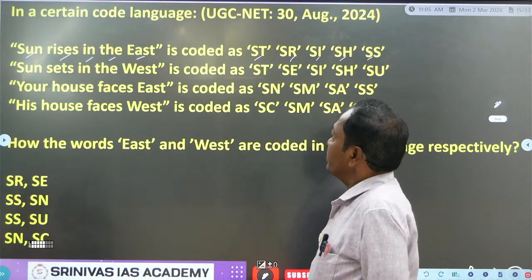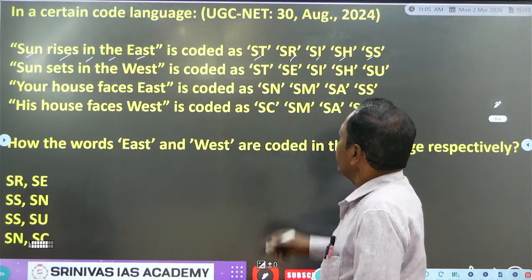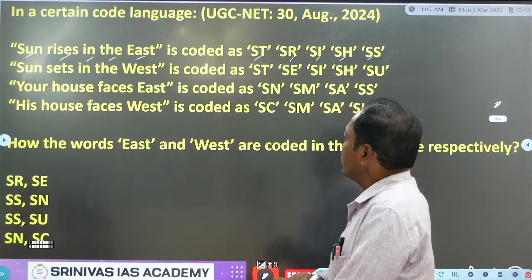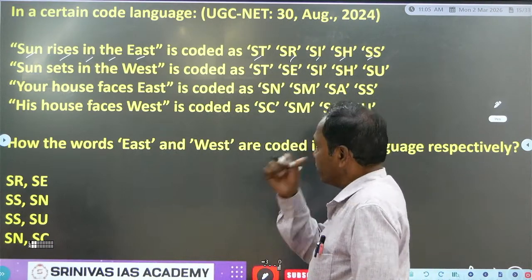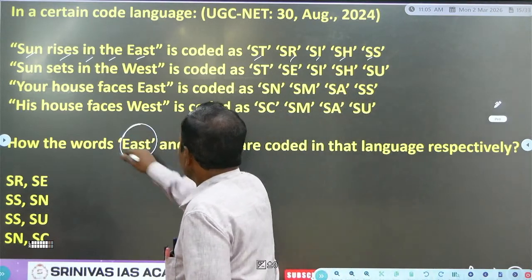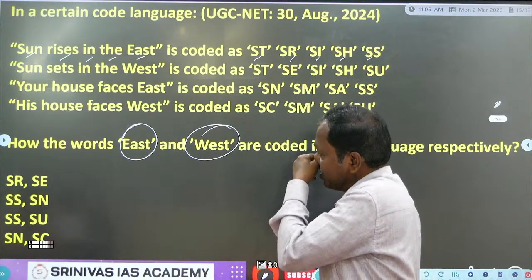Now, sun sets in the west is coded as something. And your house faces east is coded as SN, SM, SA, SS. His house faces west is coded as SC, SM, SA, SU. How are the words east and west coded in that language? Now let us see that in a simplistic manner.